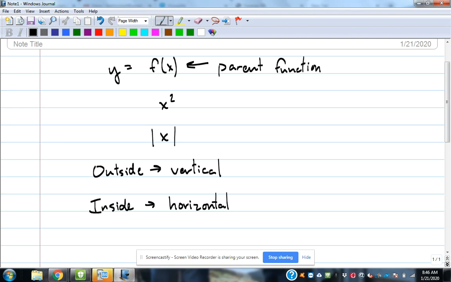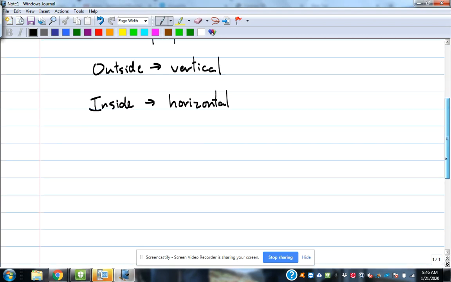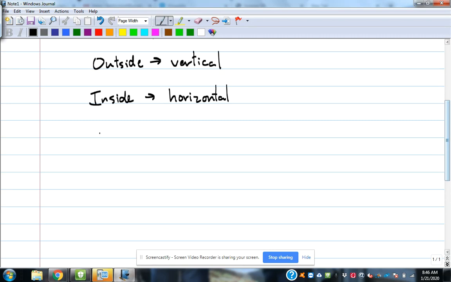And then anything that happens on the inside of that parent function. An easy one to think about here is the absolute value function. Outside of it would be outside of the absolute value marks. Inside of it would be in there with the x. So if something's happening on the outside, it's going to move it vertically. If it's happening on the inside, it's going to move it horizontally. If you keep that at the forefront when you're looking at an equation, it'll help you differentiate between what's happening on a function. So let's get some theory out of the way first, and let's talk about shifts. We'll start with a vertical shift.